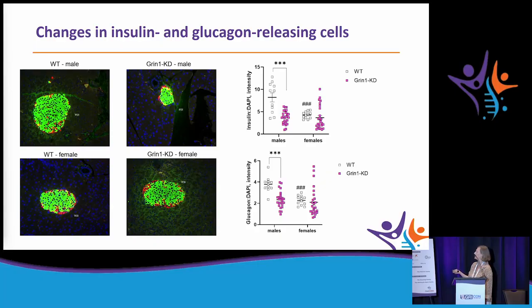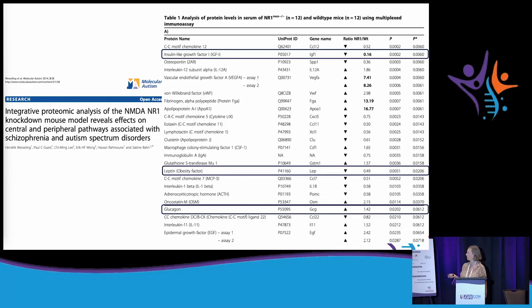So within these areas, how much insulin was being produced, and there is less here in the males and females. And there was also less glucagon intensity in the males, but not really significant in the females. Okay. So what could be causing this?